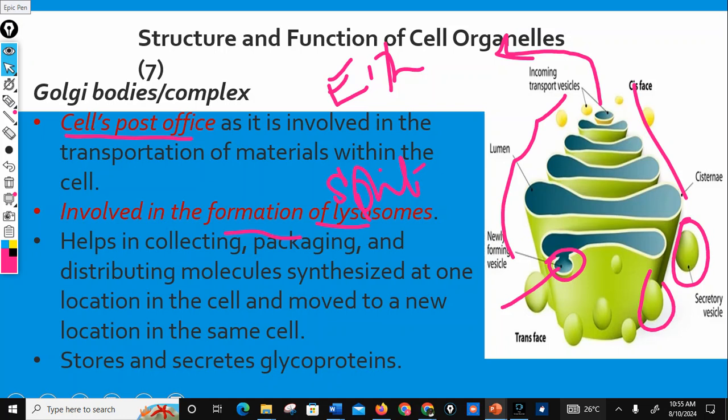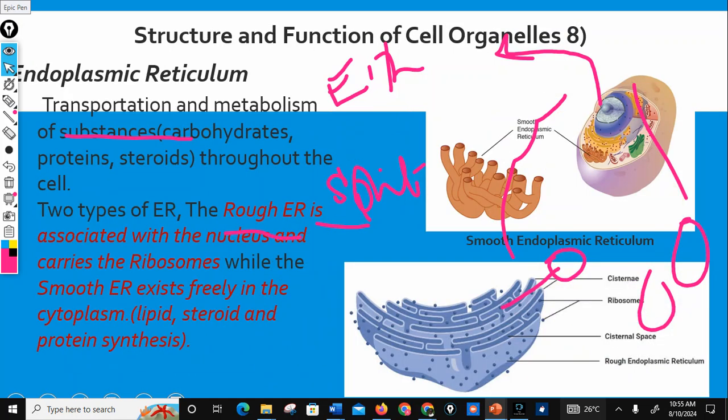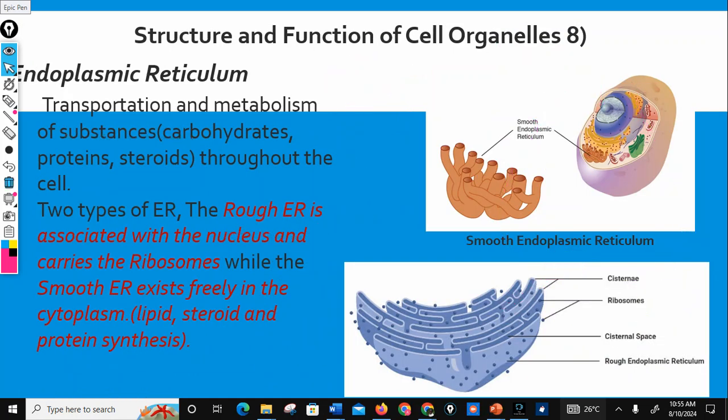We have the next one, which is the endoplasmic reticulum. The endoplasmic reticulum is responsible for transportation and metabolism of substances. So they metabolize carbohydrates, proteins, and steroids throughout the cell. So they are restricted within the cell. I've talked about that. So notice this diagram here.